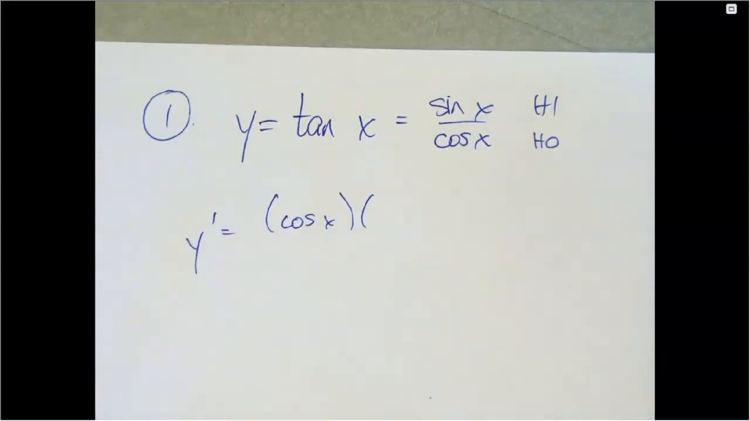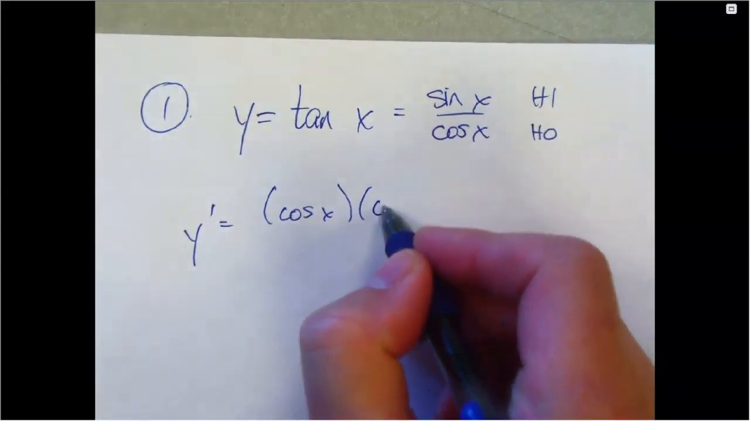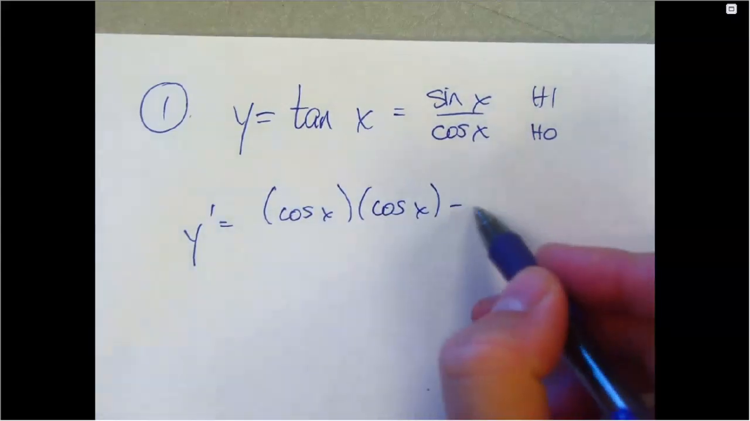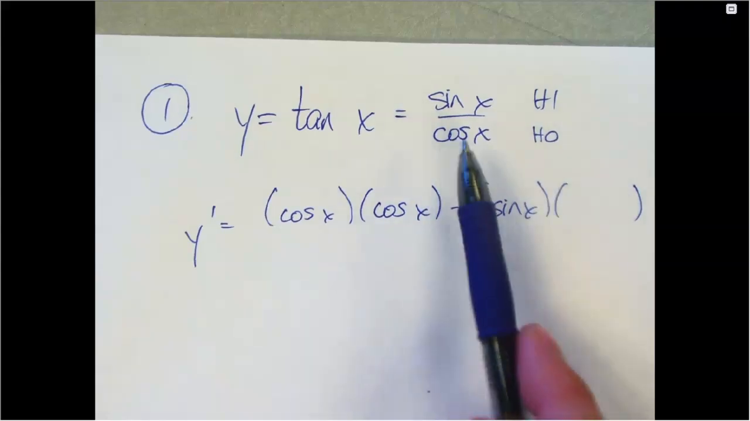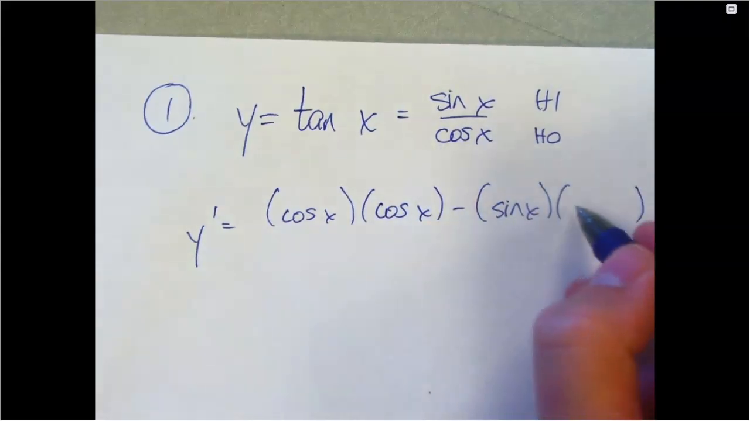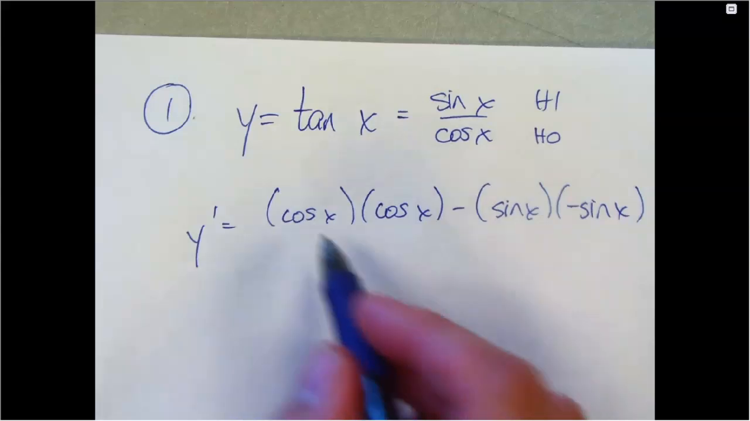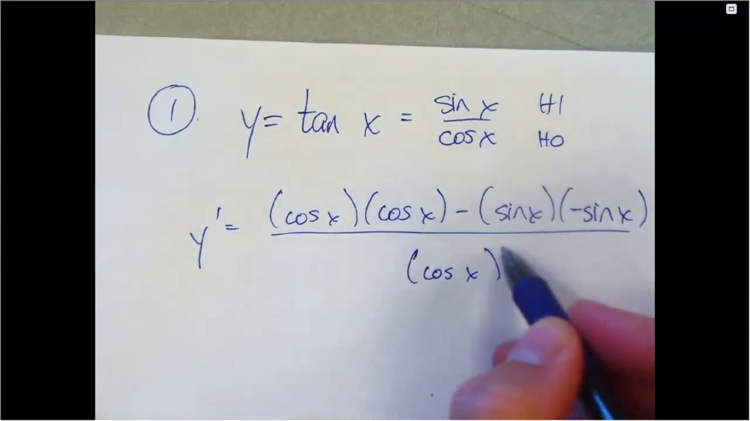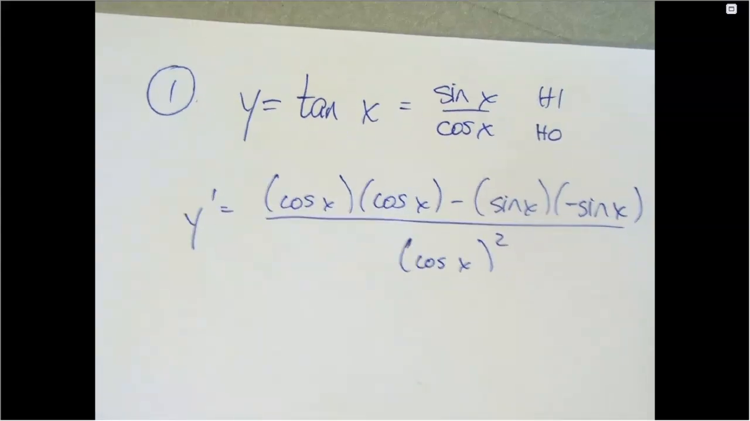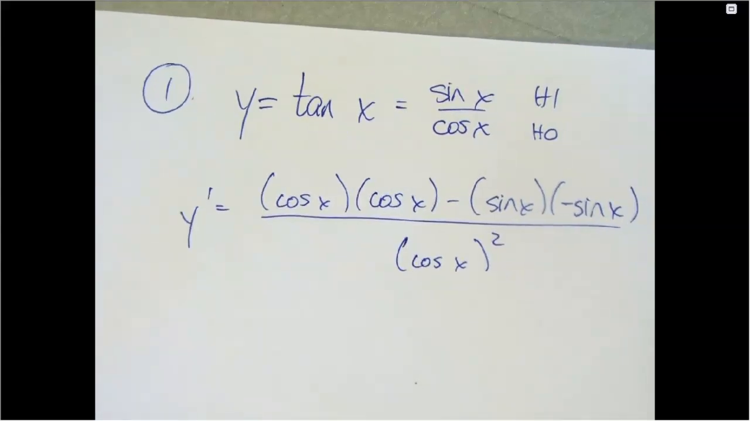So what's the derivative of sine of x? Minus the top thing times the derivative of the bottom thing. So the derivative of cos is negative sine. And then over the bottom thing, squared. Which looks like a mess, but there's one trig rule that you have to know.